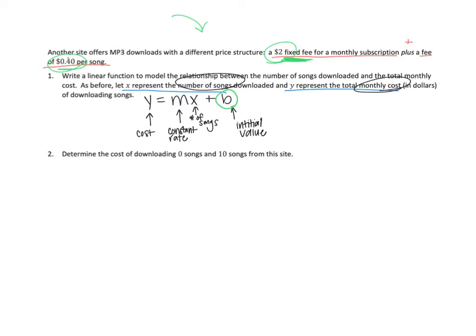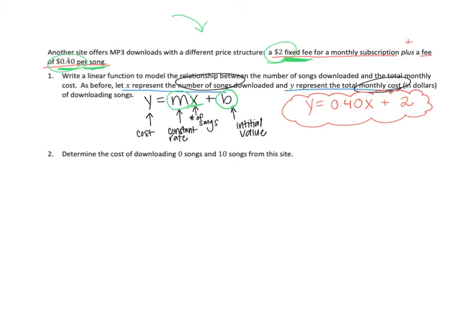And then we're paying 40 cents per song. That means we're multiplying 40 cents times every song. So where are we multiplying every song? Right here. So what's going to be multiplied by that? 40 cents. So the completed equation is going to be written as y equals our m, our constant rate, 40 cents, x plus our initial value, which was $2. So this is our equation that represents this specific price structure.